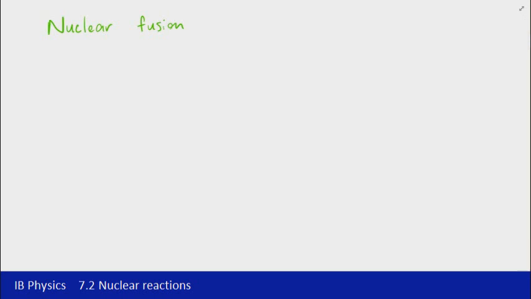In subtopic 7.2 on nuclear reactions, you'll notice so far we haven't really looked at nuclear reactions. We've been looking at binding energy. We're now going to start looking at those, and we needed to do binding energy first to make more sense of these nuclear reactions. The first nuclear reaction that we're going to look at is nuclear fusion.